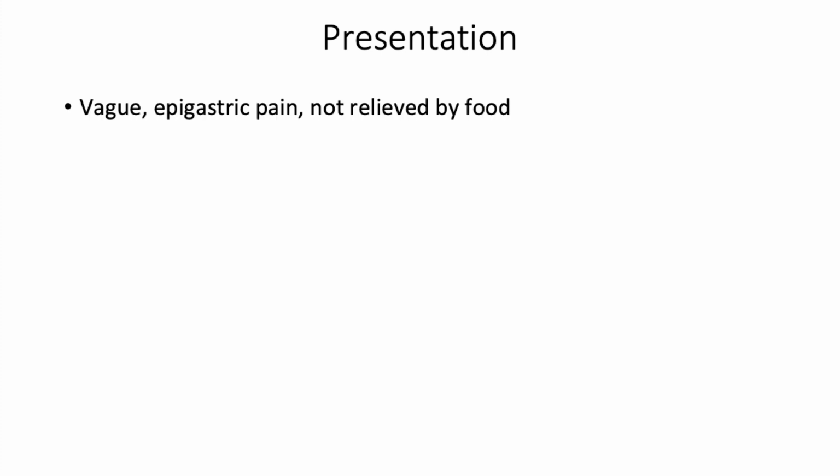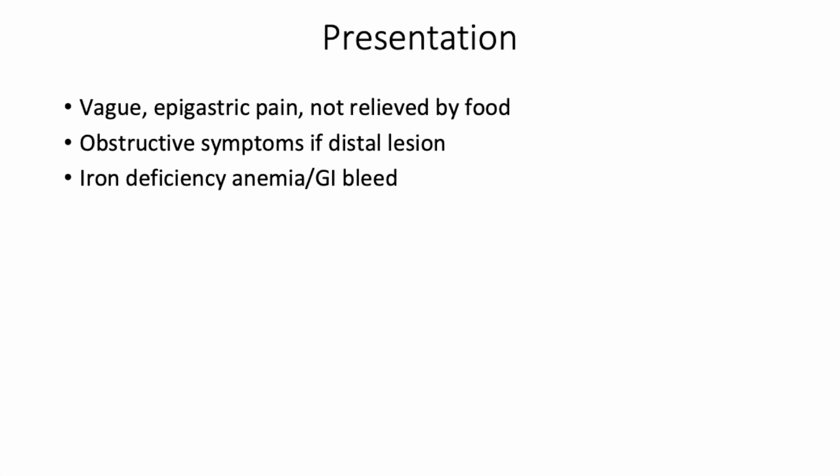So presentation of gastric cancer, this is in your SCORE objectives, but the reality is that there's no clear presentation. Often it's vague epigastric pain, not relieved by food. That's kind of the classic story. They can have obstructive symptoms if they have a distal lesion. They can present with gastric outlet obstruction. That's usually not a great sign. If you have such an advanced tumor that you have gastric outlet obstruction, you usually don't do terribly well.